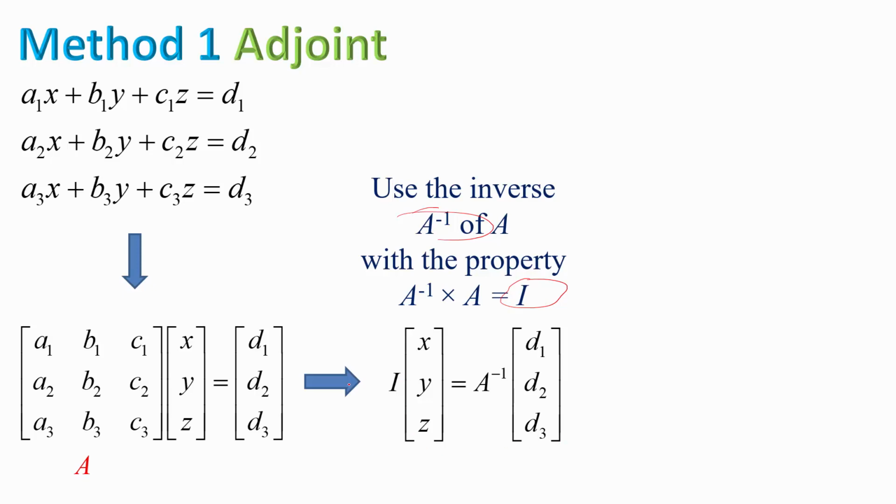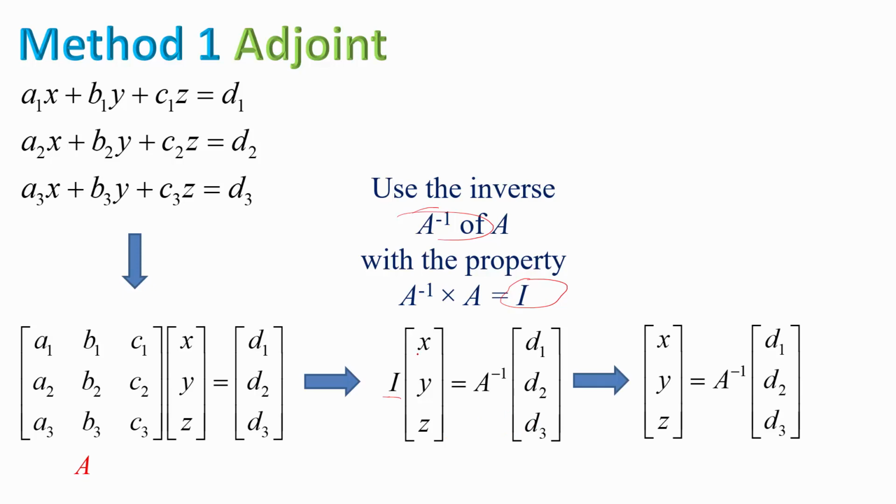Multiplying by the identity matrix is really the same as multiplying by 1, so that doesn't change the result. So in effect, we have our solution for variables x, y, and z by saying that x will equal the inverse matrix A multiplied by D1, and y will be inverse matrix A times D2, and so on. Now the question becomes, how do we find the inverse of that 3 by 3 matrix?